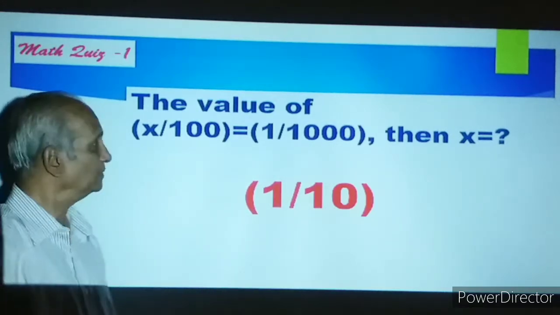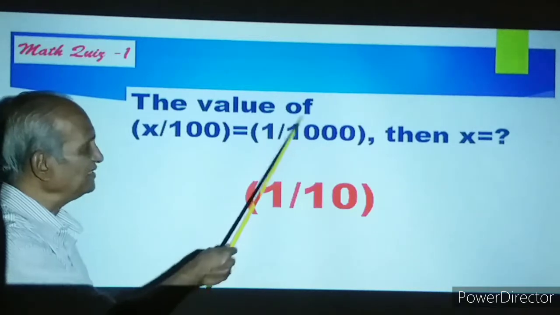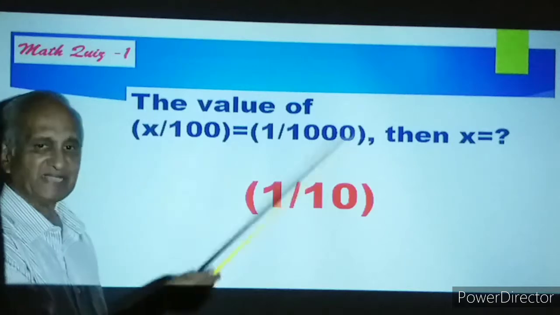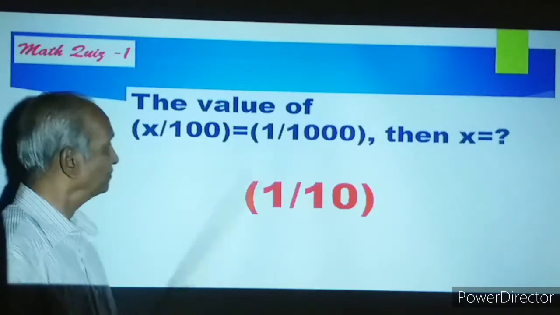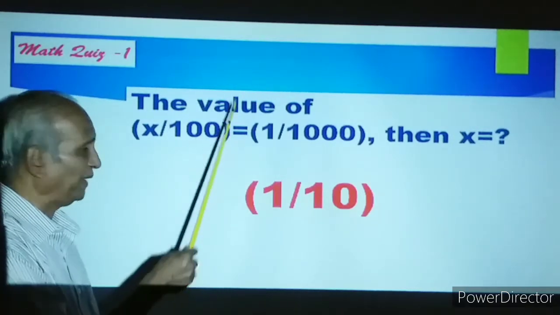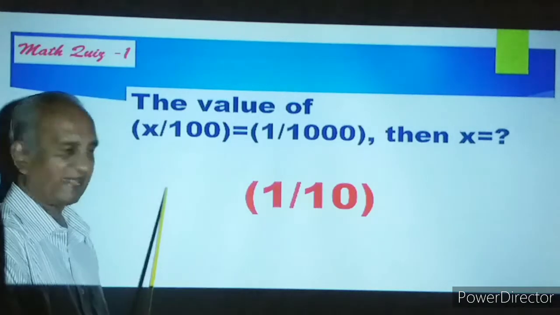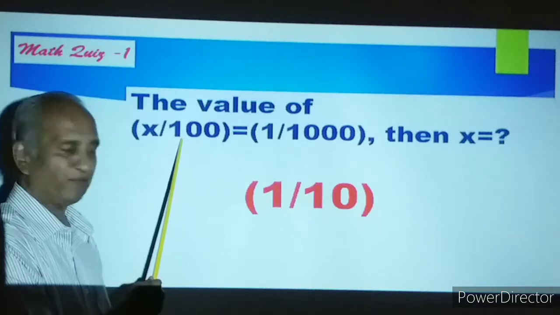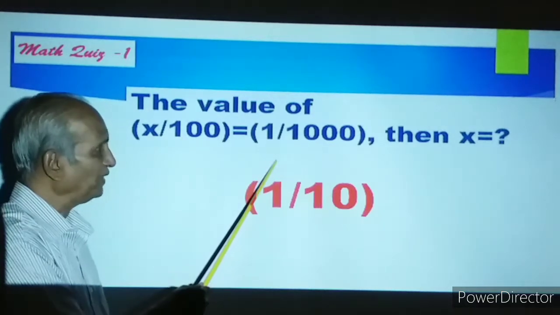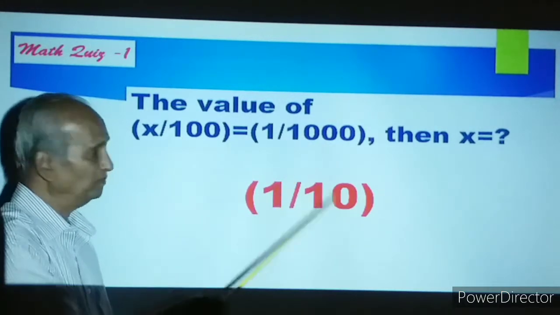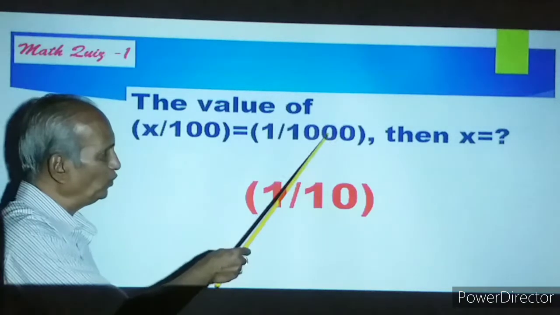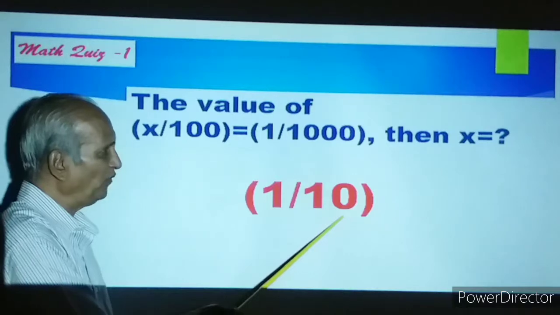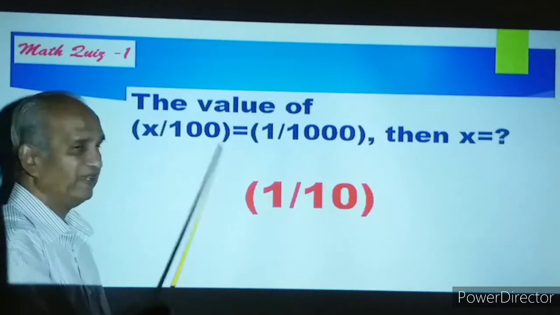How do we get it? X by 100 is 1 by 1000. Now multiply both the sides by 100. X by 100 multiplied by 100, 100 and 100 get cancelled. You have x here. We want to know the value of x. Here 1 by 1000 multiplied by 100. 100, 2 zeros there, 2 zeros here get cancelled. It becomes 1 by 10. So the value of x is 1 by 10.